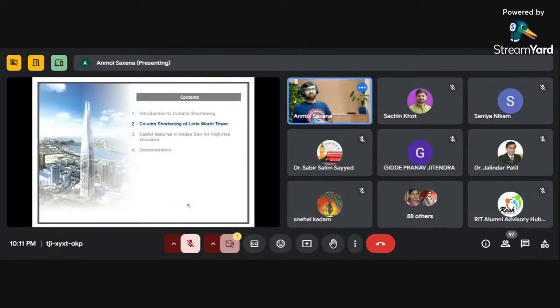So we have just understood how column shortening is actually done in the software as well as on the site, when we are doing the corrections and all. Now let us talk about how this has been implemented in the Lotte World Tower.